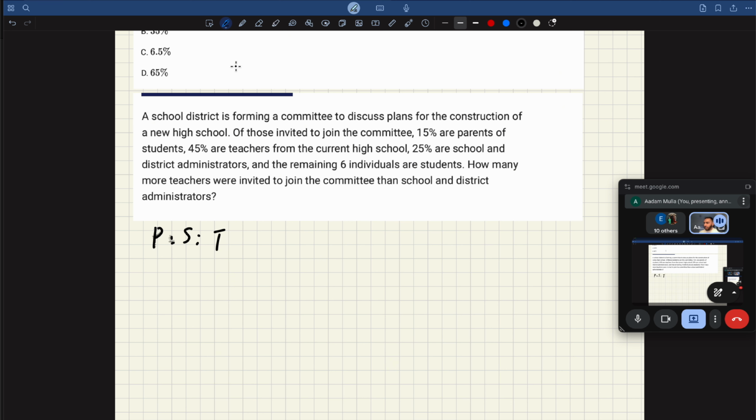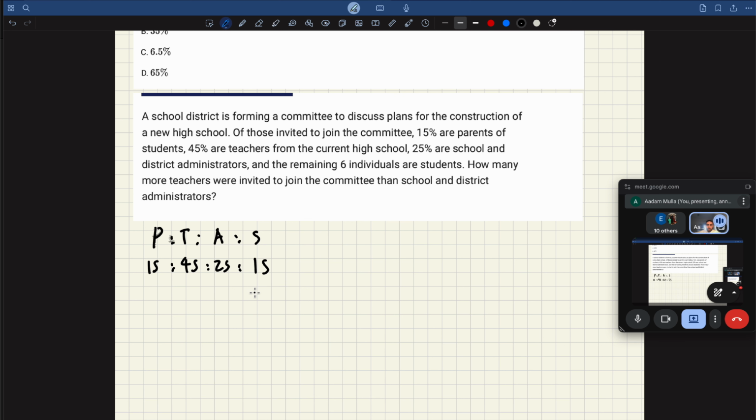I'm just going to start making some notes. Okay, so I've got 15% that are parents, 45% that are teachers, and 25% that are school and district admins. I'll just write A for them. That's 25%. I could find out what the other percentage would be: 40, 60, 70, that'd be 85. So that would be 15% for the students.